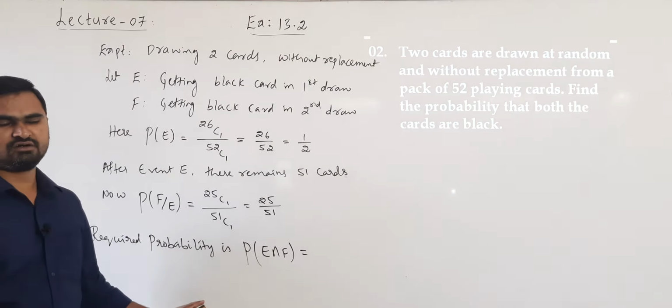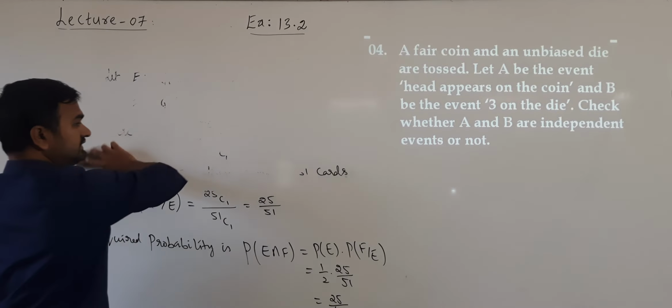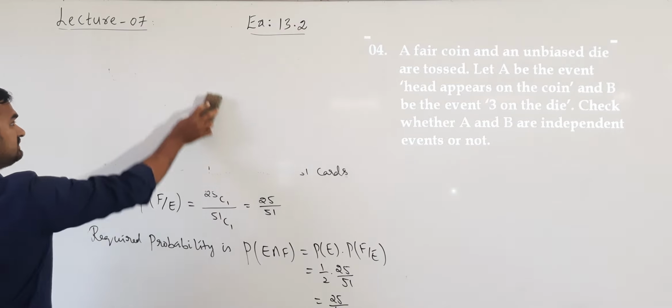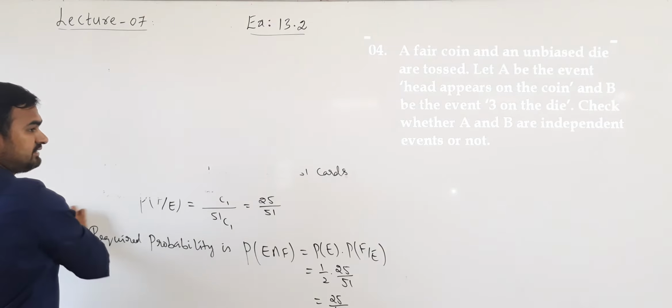A fair coin and an unbiased die are tossed. Let A be the event head appears on the coin and B be the event 3 on the die. Now check whether A and B are independent events or not. So what is the experiment here? A coin and die are tossed. A fair coin means a normal coin and an unbiased die means a normal die are tossed.